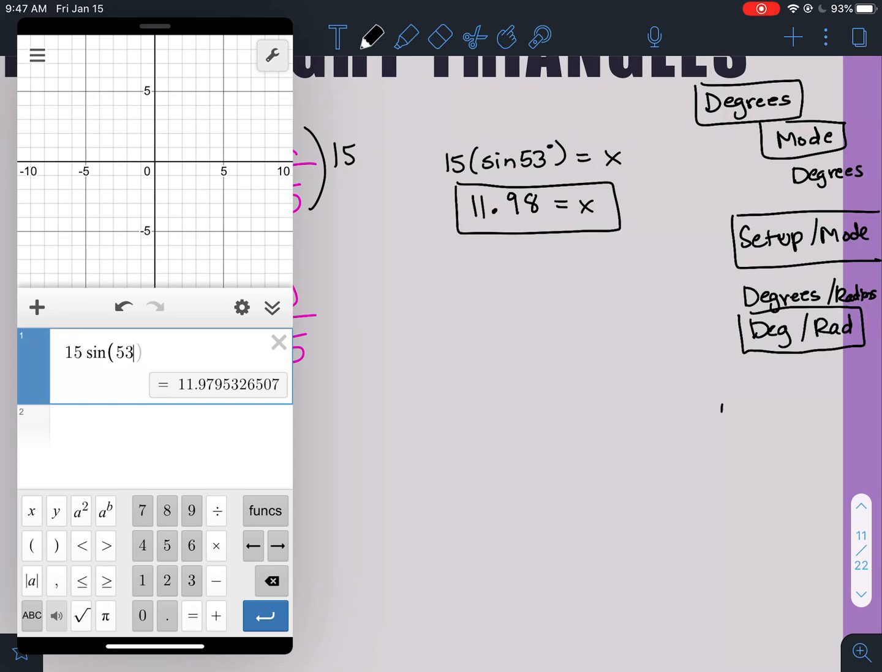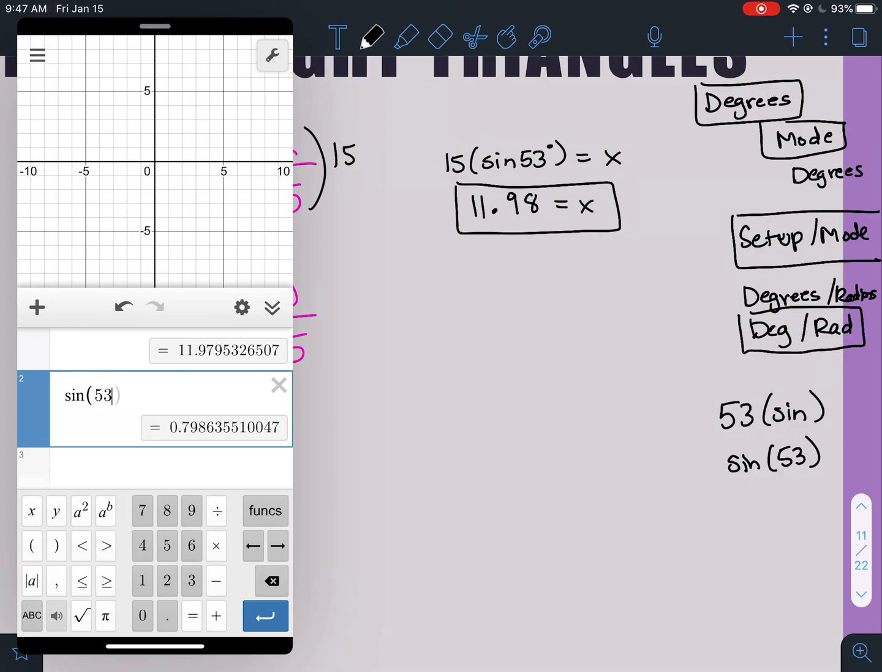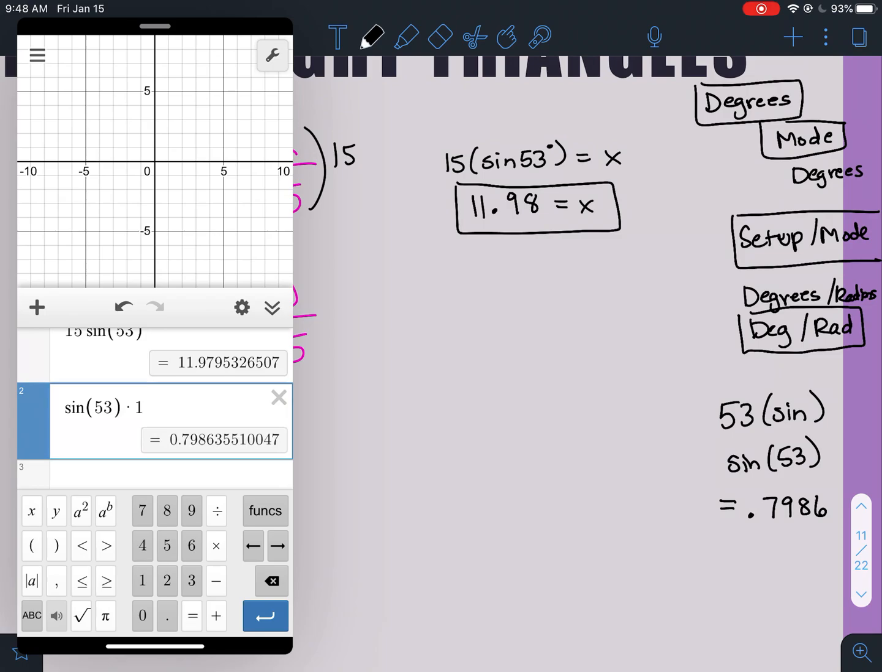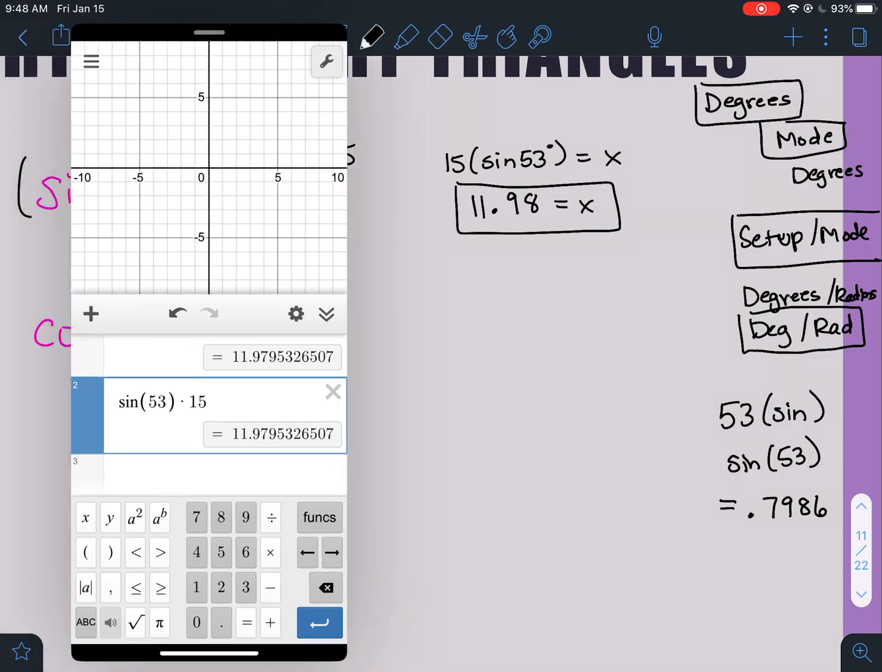On some of your calculators, you might have to hit 53 and then the sine button, but I think on most calculators, you'll hit the sine button and then 53. So mess around with that. And to make sure you have it right, the sine of 53, you should get 0.7986. So when you're doing that on your calculator, to make sure you have the right mode selected, you should get 0.7986 as the sine of 53 degrees. And then if you multiply that by 15, notice you get the 11.98 for that side length.